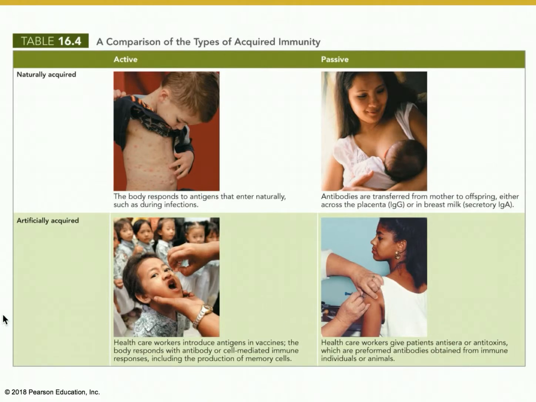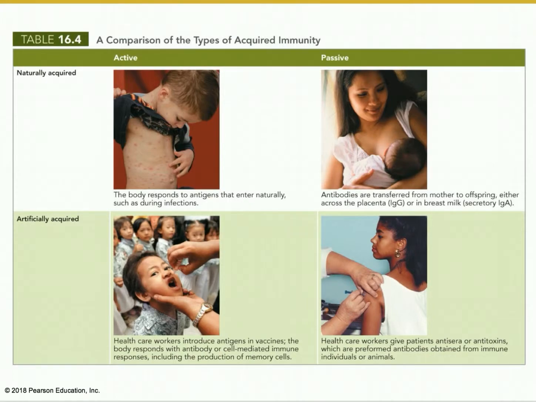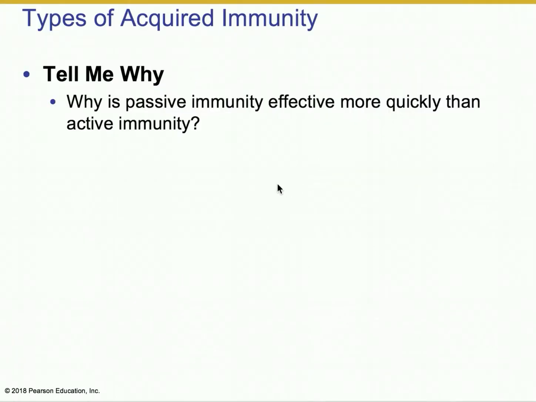So that wraps it up for this chapter. Last question you may want to consider is, why is passive immunity effective more quickly than active immunity? And that is it. Thank you for your patience, and we will see you Monday.